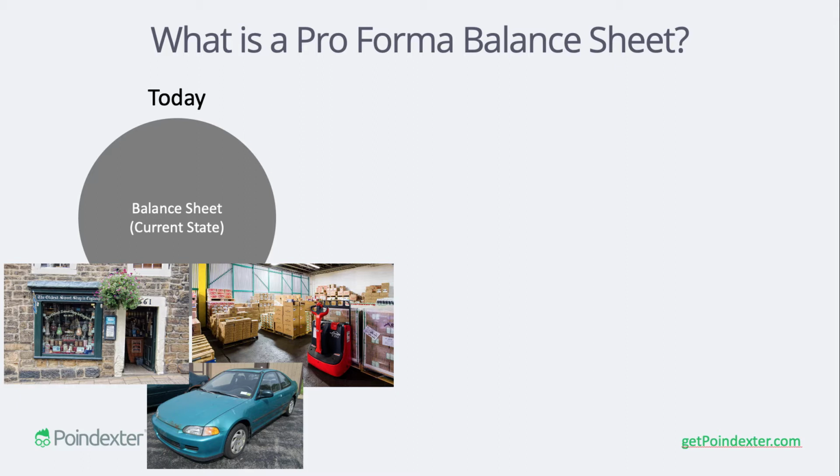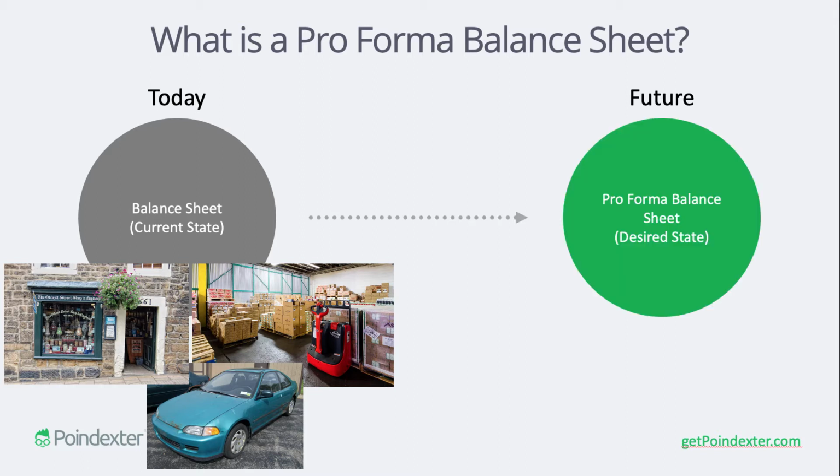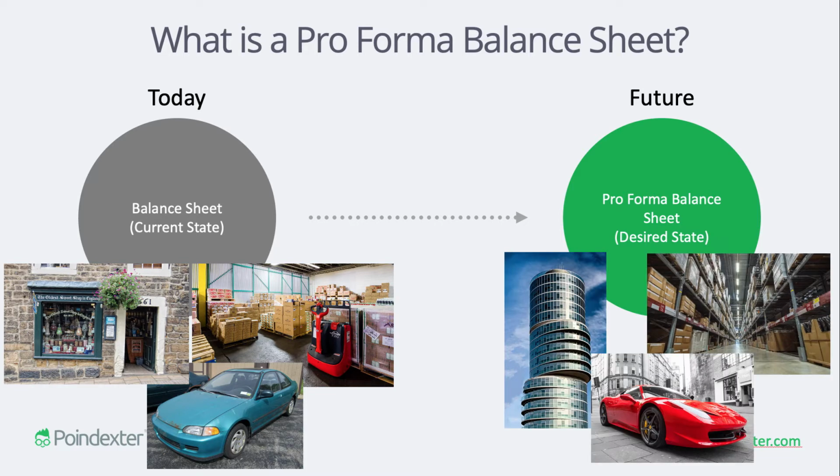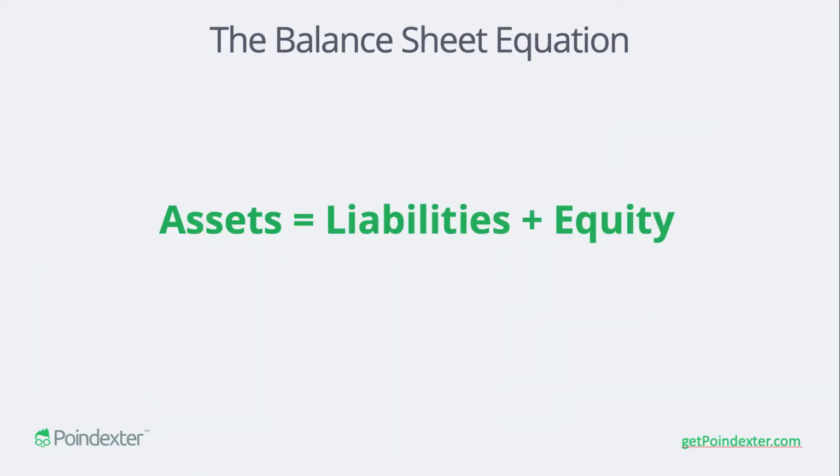And a pro forma balance sheet, in contrast to the normal balance sheet, is a future version of the balance sheet. So it's the desired state or the future state of the balance sheet, or the goals of what the business should own in the future, or what you would like to own in the future. And the cool thing about the balance sheet is that in order to figure out exactly what goes on it, all we need to do is understand a simple equation. That equation is assets equal liabilities plus equity.